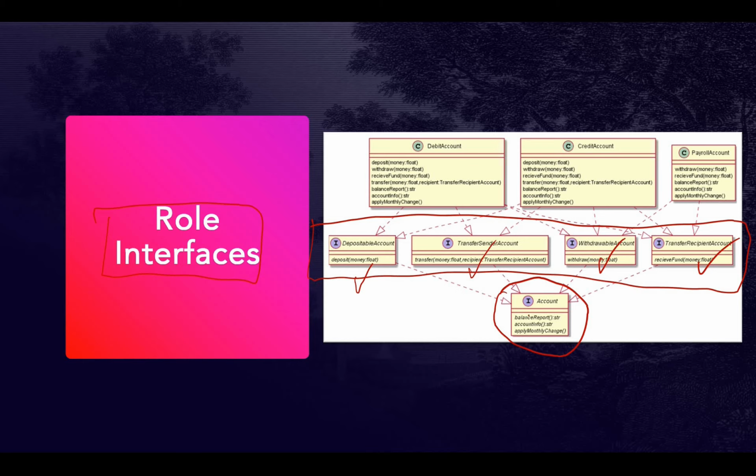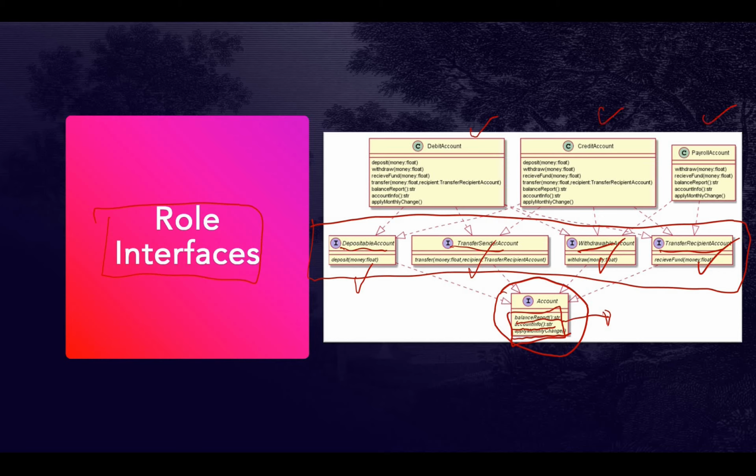And what you place inside account are all of the methods that you are sure, you are certain should be present for all account types, for debit account, credit account, payroll account, and all future account types. So for example, you are sure that all account types should contain the balance report method. You are sure that all account types should contain the account info method. And you are sure that all account types should contain the apply monthly changes method. So you place them into account. So your depositable account, transfer sender account, withdrawable account, and transfer recipient account are all of the methods that may or may not be implemented by your concrete classes right here, your concrete realizations.